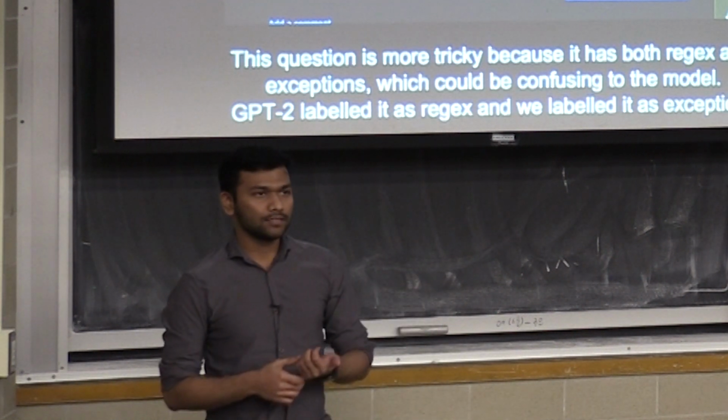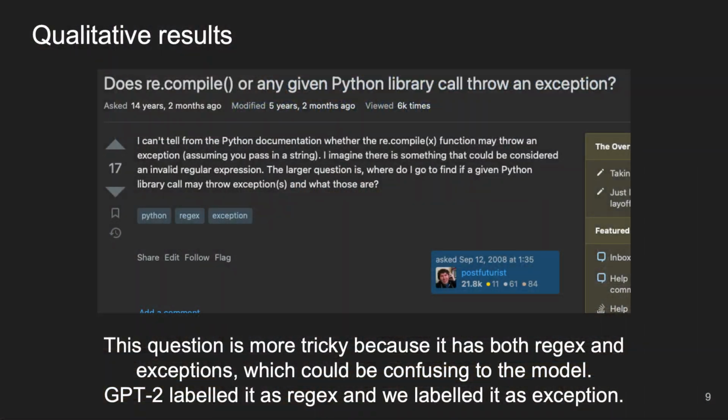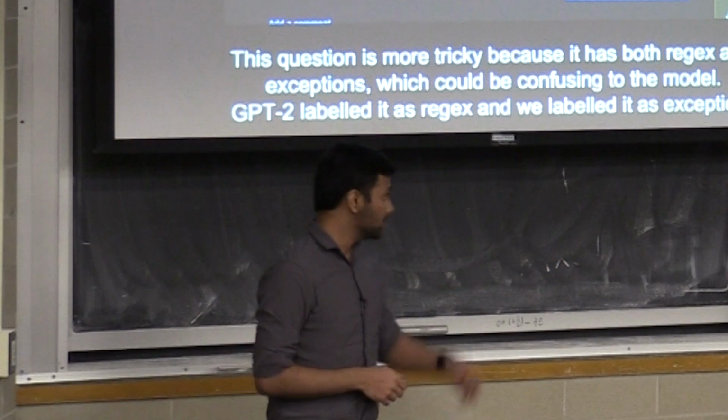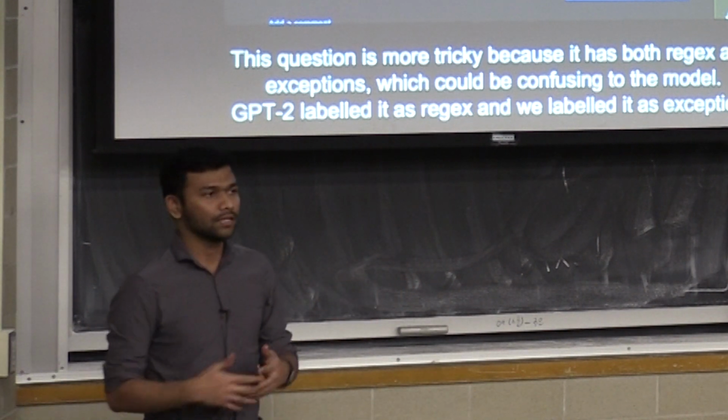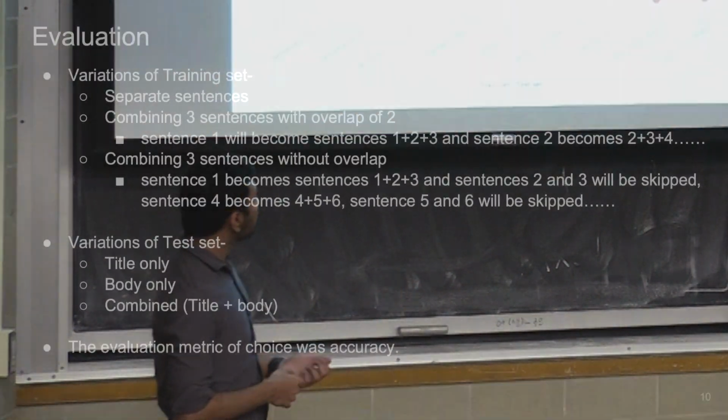Let's look at another, tricky question, where the question is on regular expressions but talks about exceptions. Now the question has 2 different labels, regular expressions and exceptions. This is where the model was shown to be struggling.